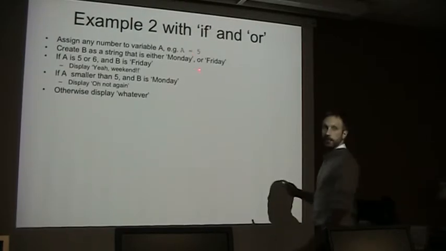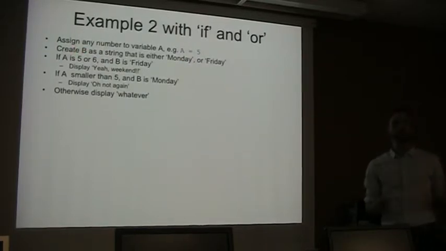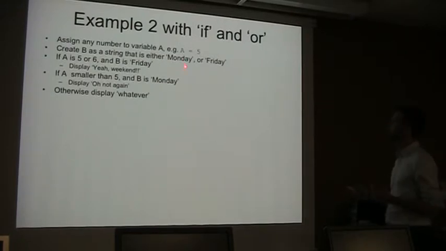This is very similar, it's just another example. So A is now 5, and we create B, which is not a number anymore, but is a string. It's, for example, Monday. Yeah? You know how to create B equals Monday? So far so good?